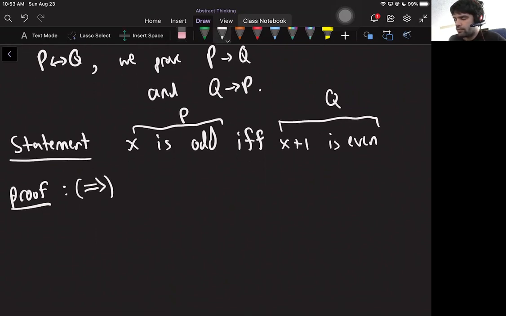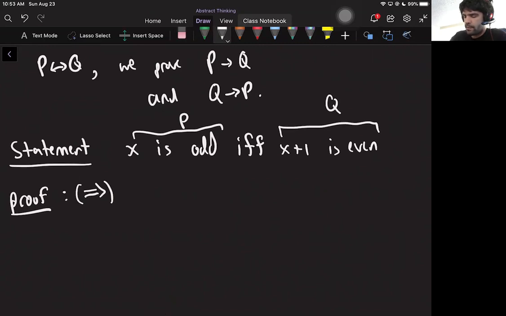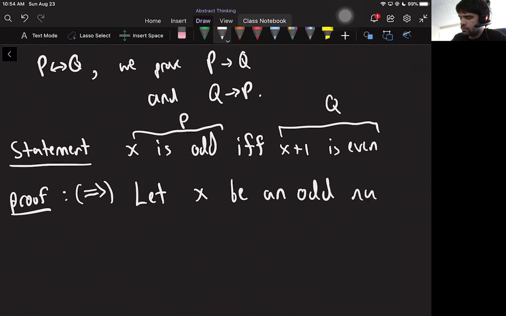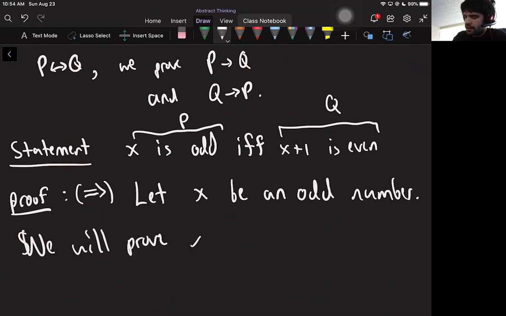Okay, so let's do this direction first. So this means that I'm assuming P, and I'm going to try to prove that Q follows as a result. So we've done proofs like this before. So I have to let the assumption be true. Let X be an odd number. And then I'm going to say what I want to do. We will prove that X plus 1 is even as a result of X being odd.